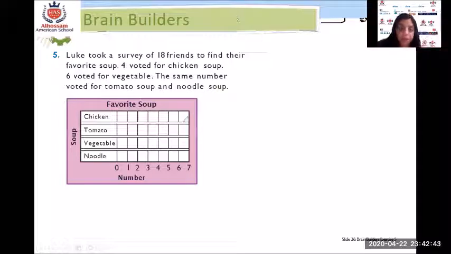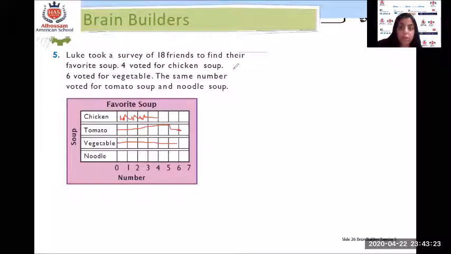Here's my pen. And this is a horizontal bar graph as you see. I'm going to record the data in rows. So 4 voted for chicken. I have to color the first one, the second one, the third one, and the fourth one. That's it. How many for tomato? 6 voted for vegetable. The same number voted for tomato soup. Same number, which is 6.